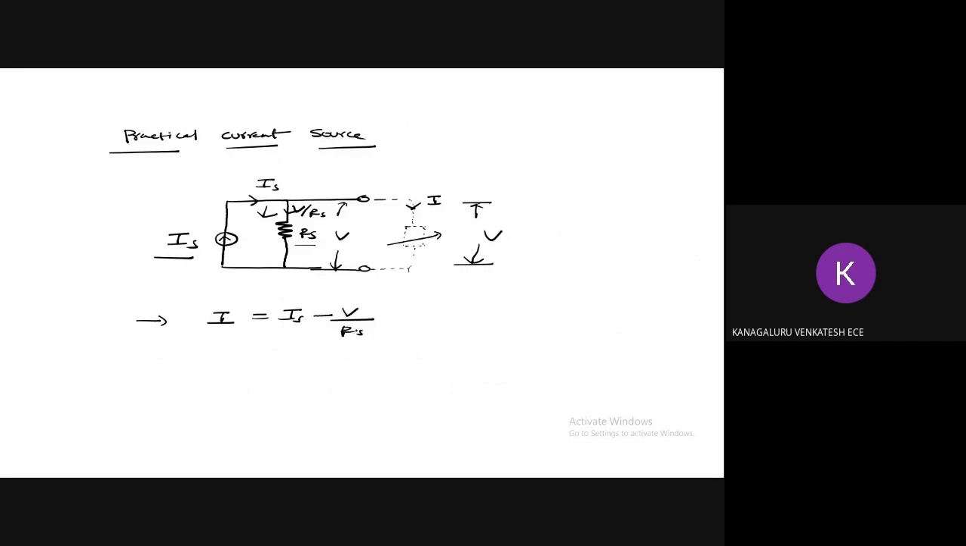So from this equation, I can understand that the load current in the case of a practical current source depends on the load voltage V. So I can write a note point here. In the case of a practical current source, the load current depends on the load voltage.